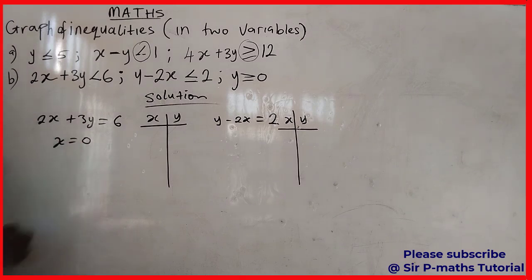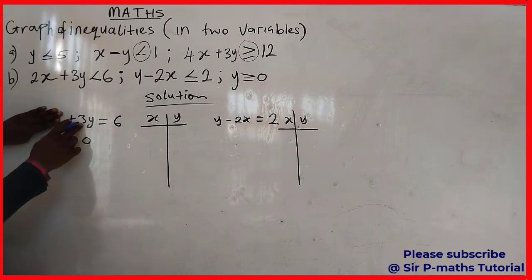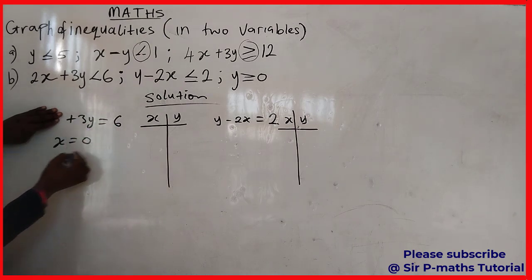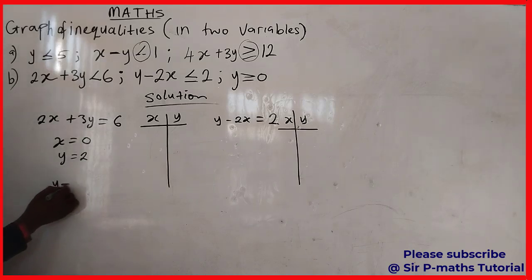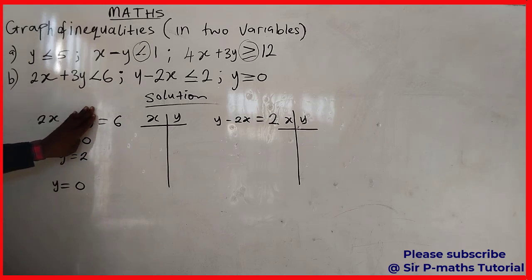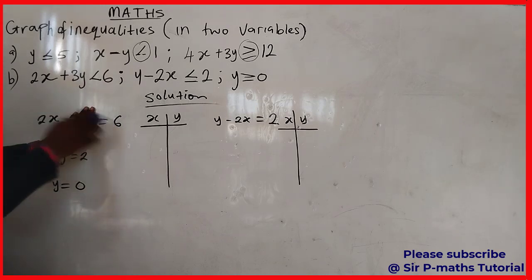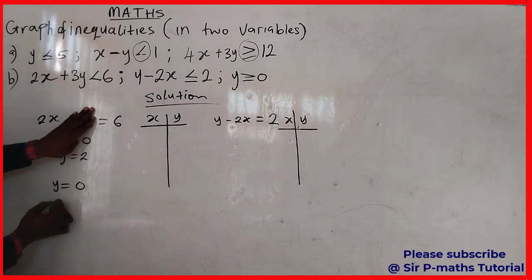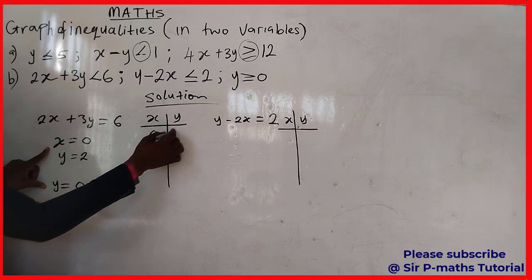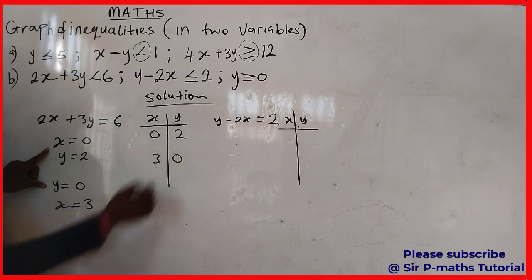When x is equal to 0, y will have a value. Put 0 for x here. 2 times 0 will give me 0. I will have 3y equal to 6. Divide both sides by 3. 3 divides 6, I will have y equal to 2. Then also say that y is equal to 0. If I put 0 here, 3 times 0 is 0. This is gone. Use 2 and divide both sides. So 6 divided by 2 will give x equal to 3. We have gotten this value. So put 0, 2 and 3, 0.